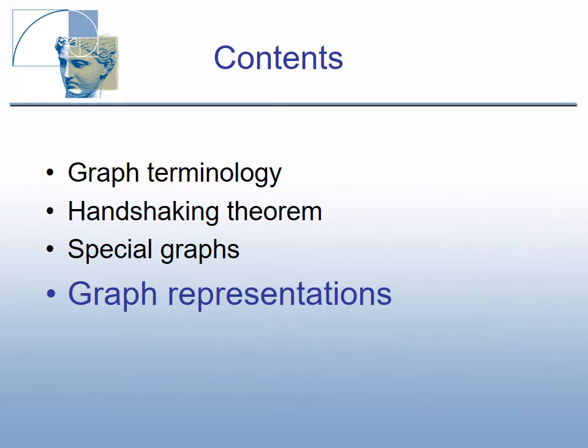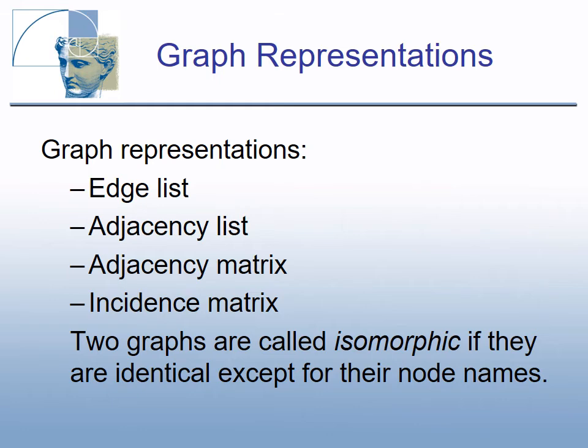Next, we'll discuss how to represent a graph in a computer. There are several ways of doing this, such as adjacency lists, adjacency matrices, and incidence matrices. We also need to know the notion of graph isomorphism. Two graphs are called isomorphic if they are identical except for their node names.